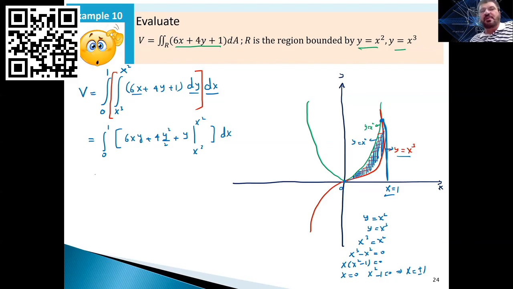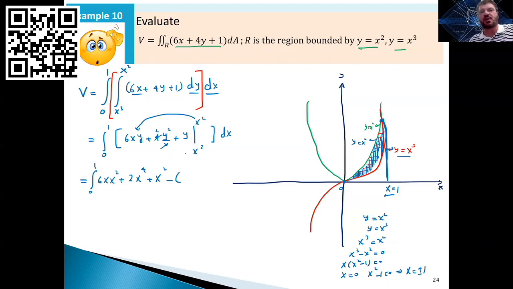Now what do we do? We replace first each y with x squared. Each y. So you have 6x times x squared, plus this one, by the way, is 2, so plus 2. Replace x squared here: x squared, all squared, is x to the 4. Replace x squared here, you get x squared minus open bracket.